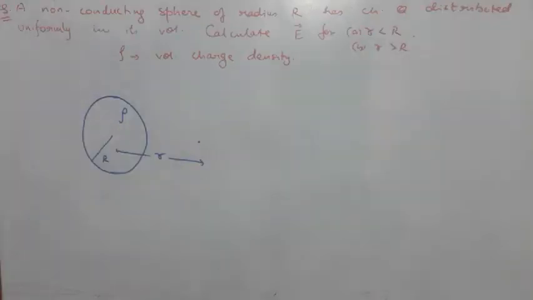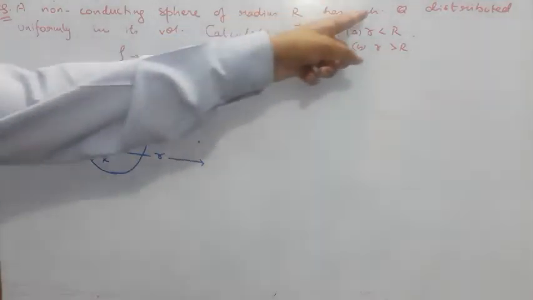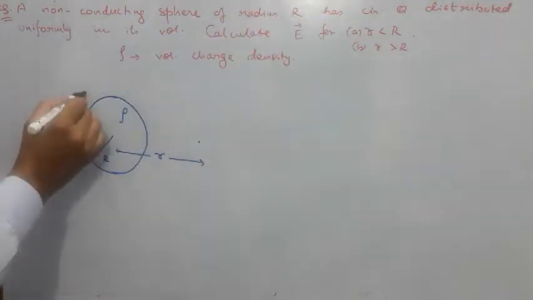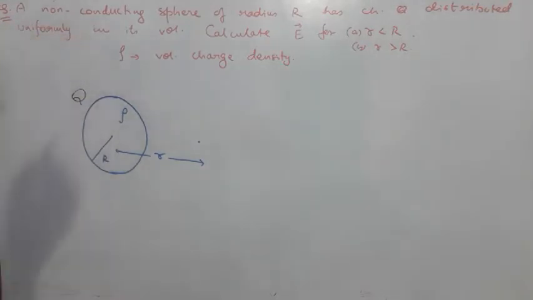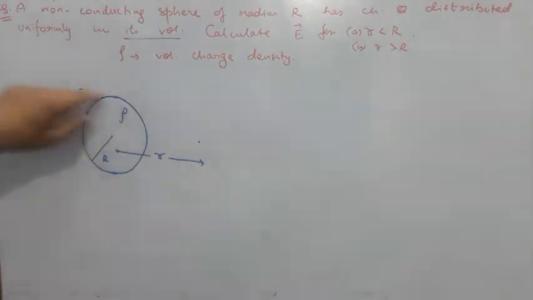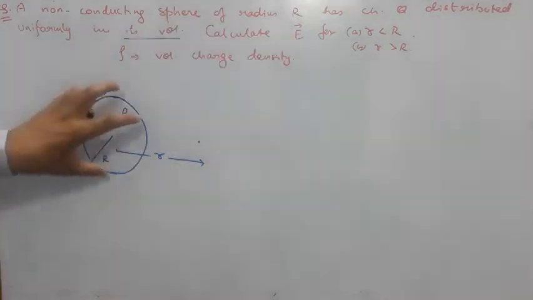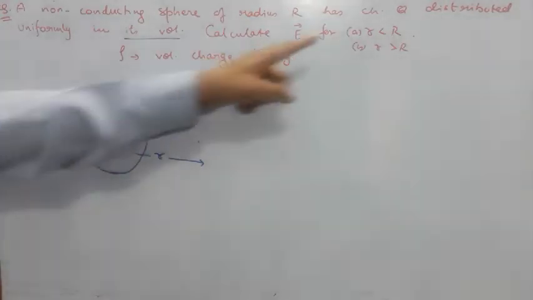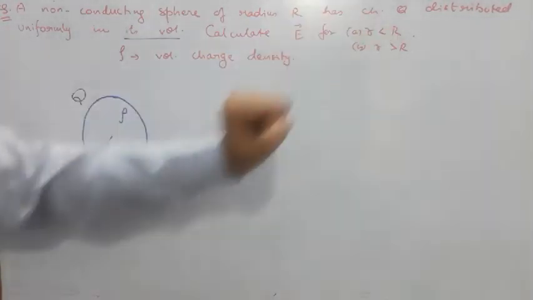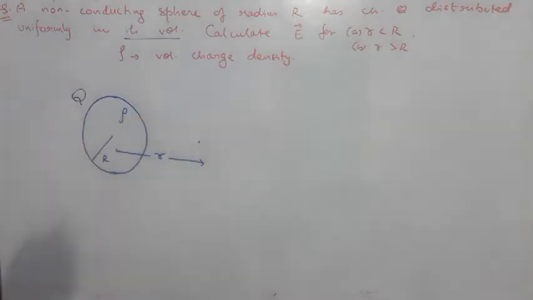Let us discuss one question based on Gauss law. There is a sphere of radius R. It is non-conducting. It has some charge capital Q distributed uniformly in its entire volume. That means charge is not present only on the surface, it is present in the entire volume of the sphere. You have to calculate the electric field at a point inside the sphere, that is r less than capital R, and for points outside the sphere. So let's see how we calculate this.